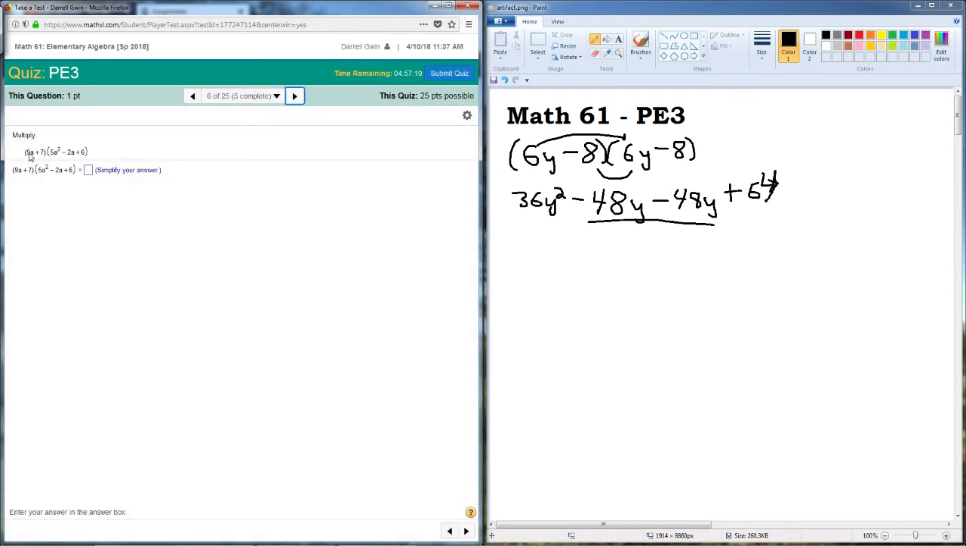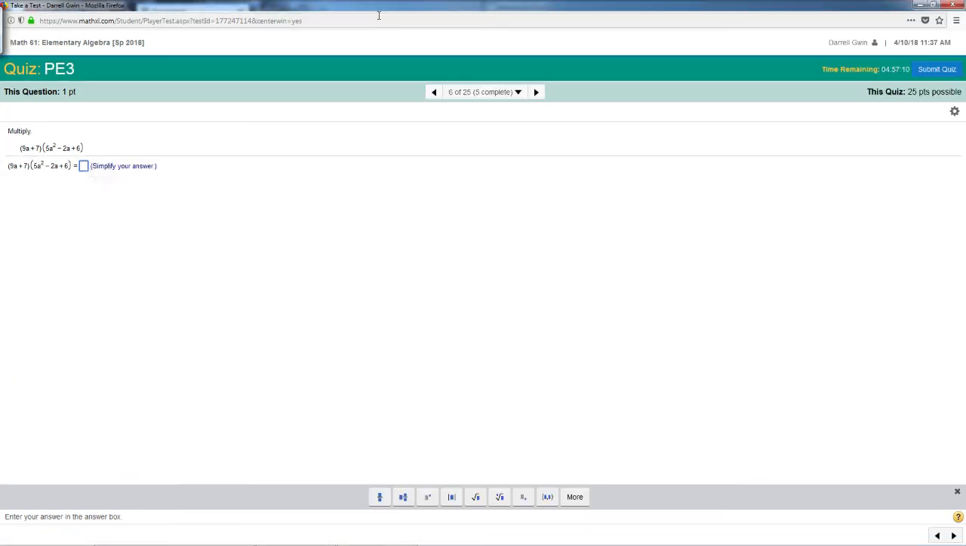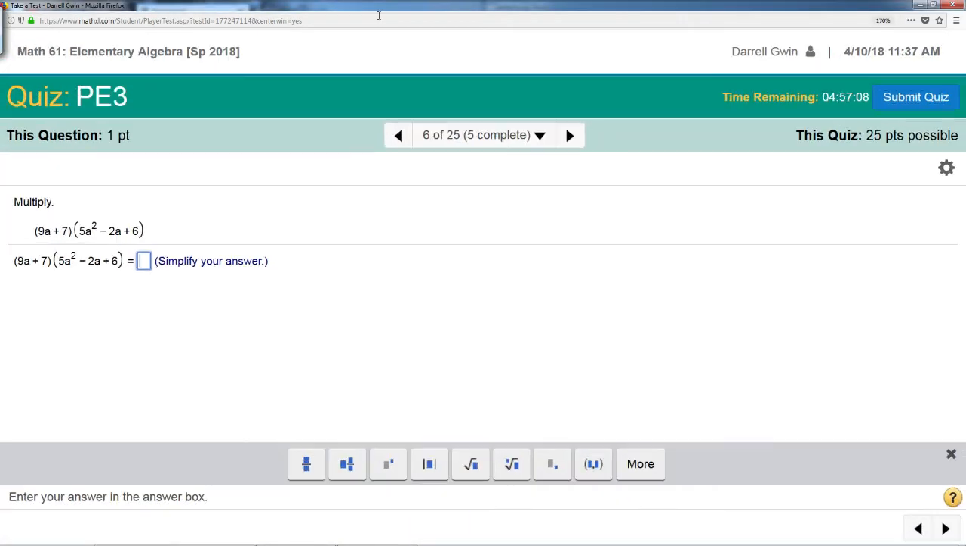This is 9a times 5a squared. I'll type it down here. Let's see if I can make this bigger. So here we go. Trying to ignore the lag.